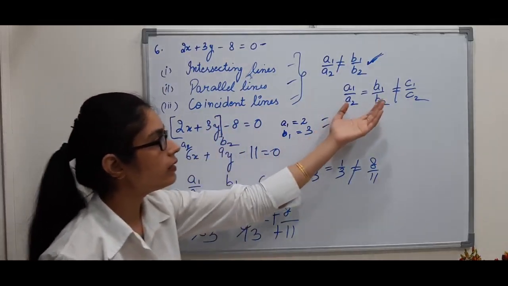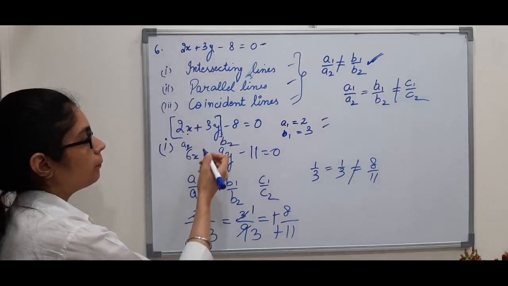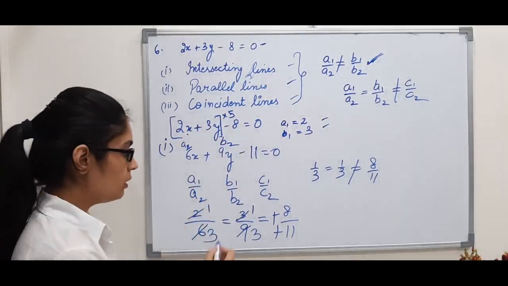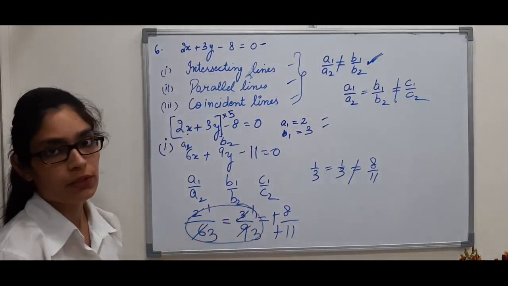So if you want, you just have to multiply. If you have to make anything equal, just multiply both the numbers with the same number. You can try by multiplying with other numbers also. You will get the equal ratios.